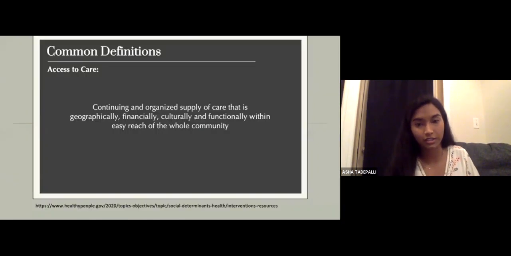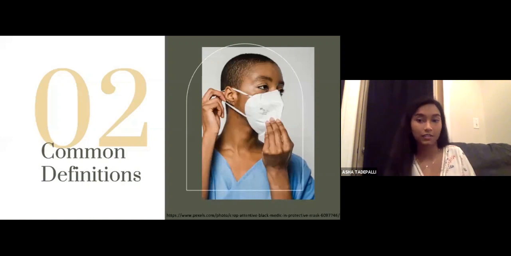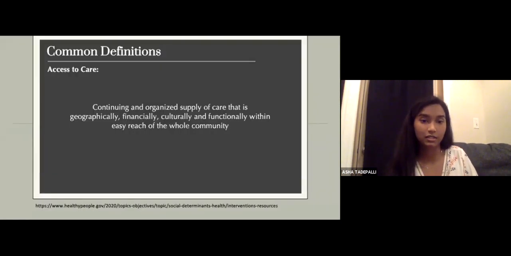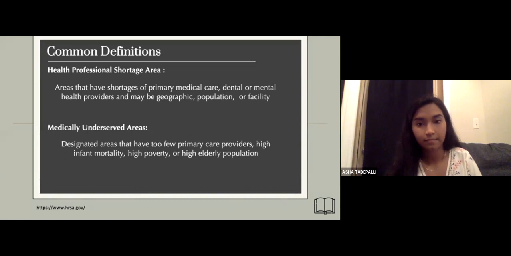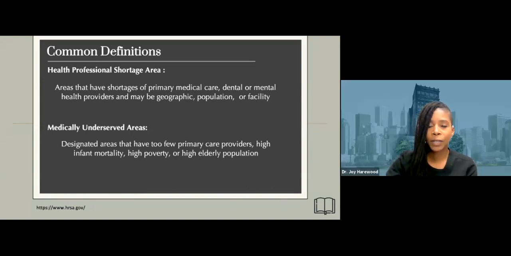This brings us to our first section, to go over the common definitions that we'll be touching on throughout this presentation. We figured it would be a good preface to go over the definition of access to care and several other terms. Access to care, as defined by the World Health Organization, is the continuing and organized supply of care that is geographically, financially, culturally, and functionally within easy reach of the whole community. We go through these definitions so that we can ground ourselves in the work that we're about to do tonight, and so you can understand the spectrum of what access means.